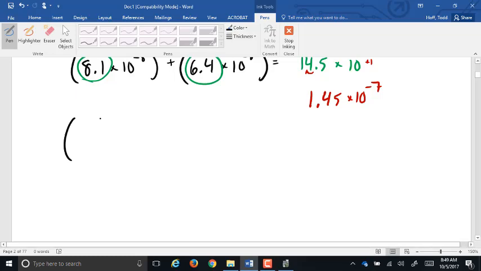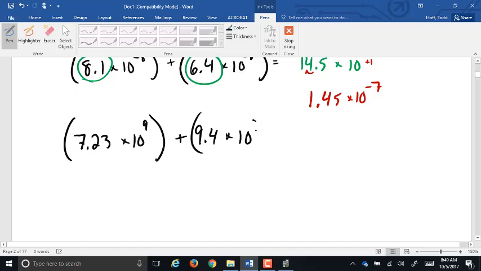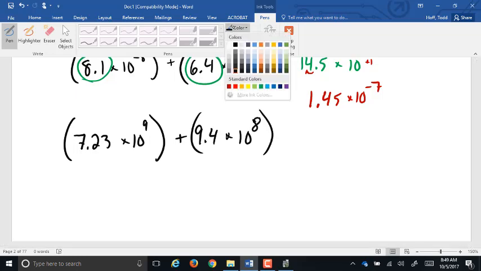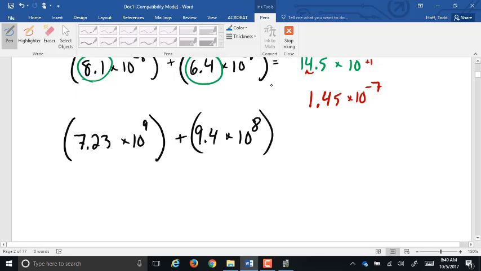Okay, so what if we have something like this, where we don't have the same name? We're going to have to change one of them to make them the same name. Usually, if we're adding, we're just going to change it to the larger power of 10, so the 10 to the 9th. So this is going to stay 7.23 times 10 to the 9th. This one is going to become 10 to the 9th.